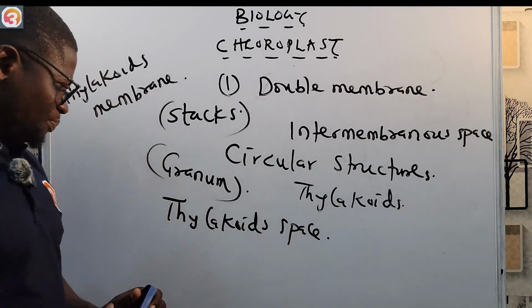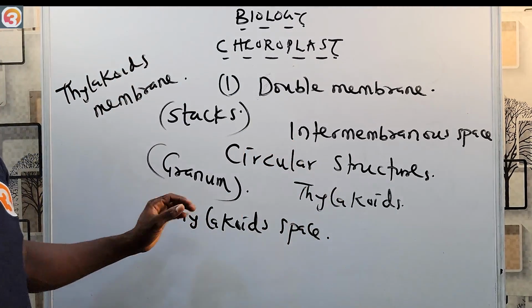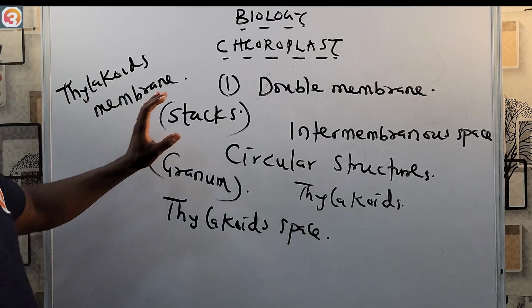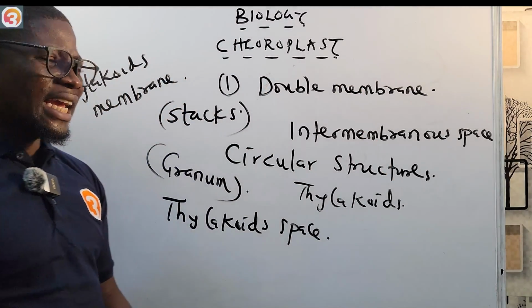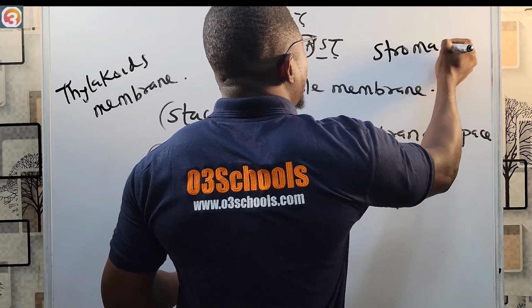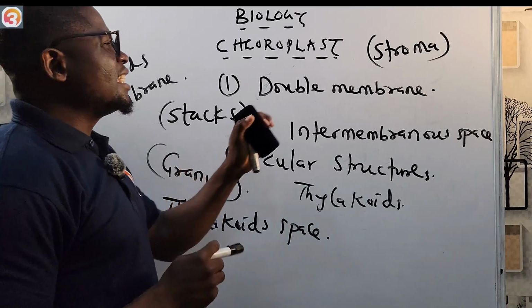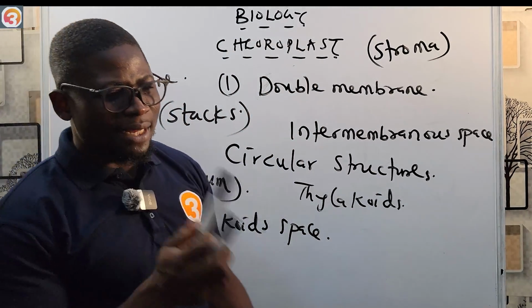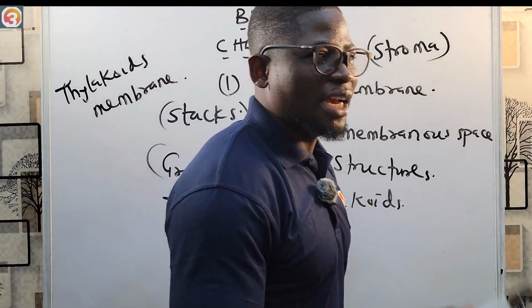Likewise, the other part of the chloroplast, beyond the thylakoid, the granum and the double membrane, is what we call the stroma. It is in this stroma that the second phase of the photosynthesis reaction takes place.